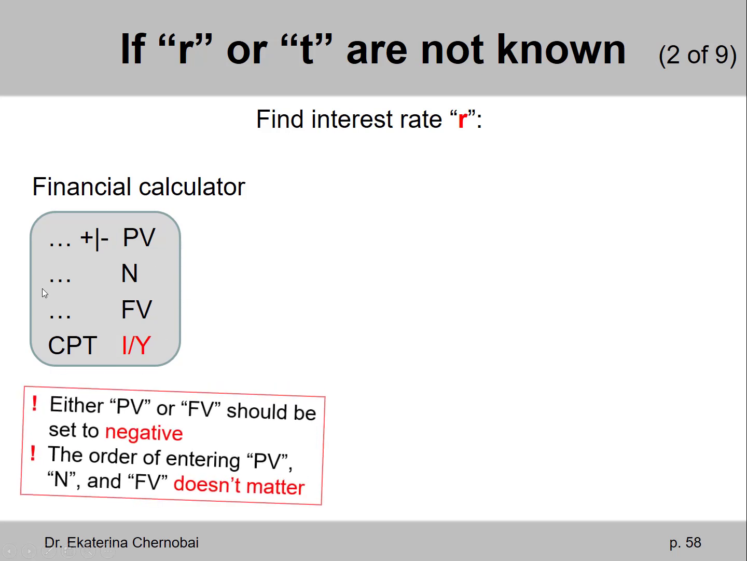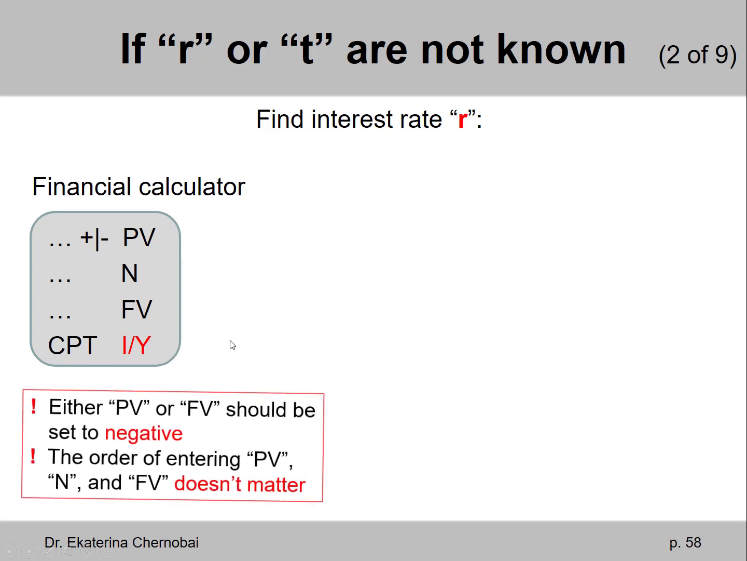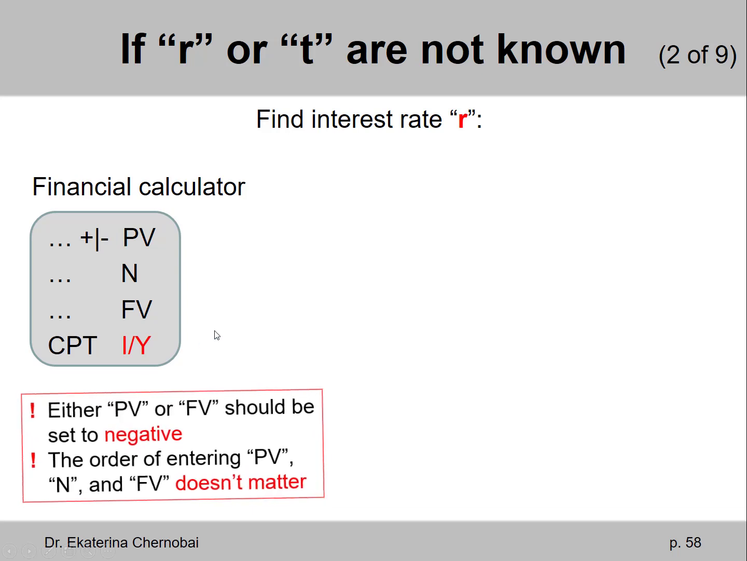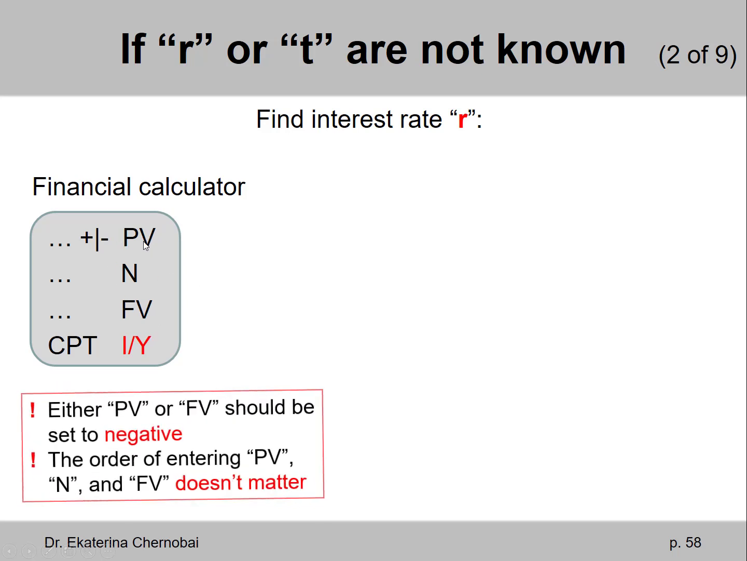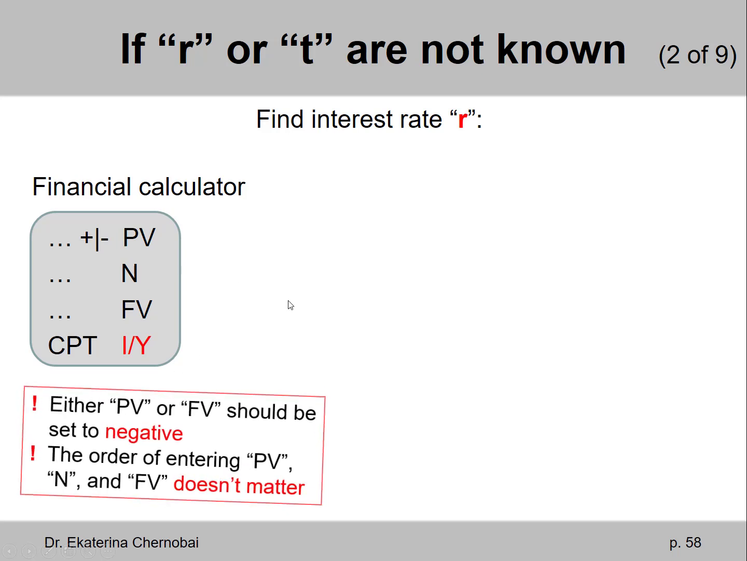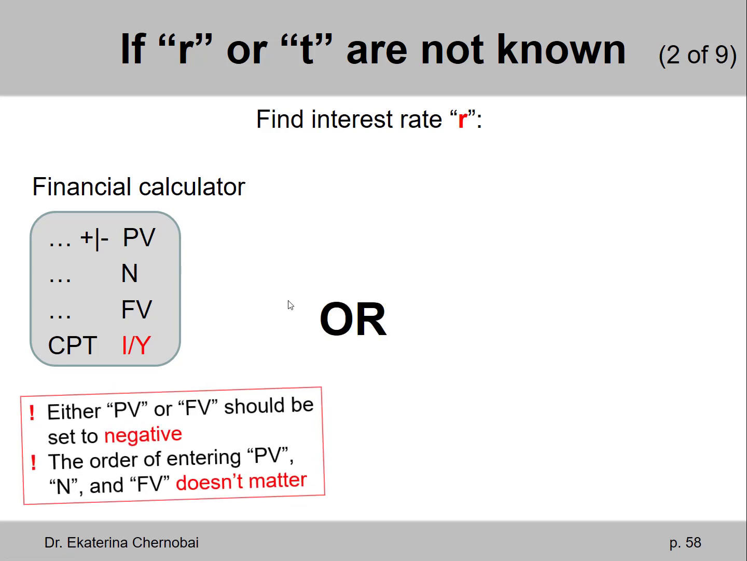Essentially, you're using the same buttons, right? PV, FV, and IY, just like before, except now it's the interest rate which is the unknown. What's important when you use the financial calculator? Either the present value or the future value should be negative. It doesn't matter which one. Either one would be fine. And once again, the order in which you enter the present value, the future value, and the number of years doesn't matter, as before.